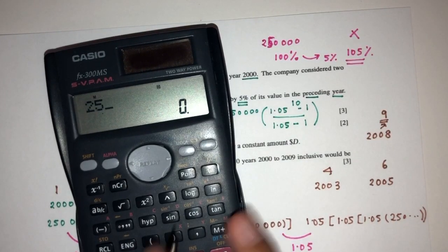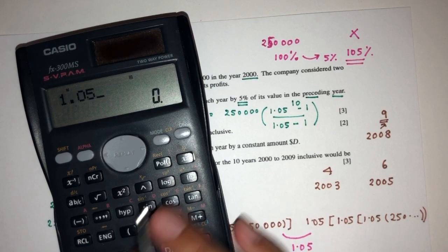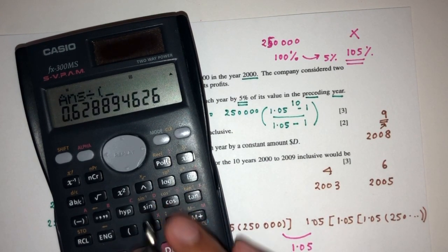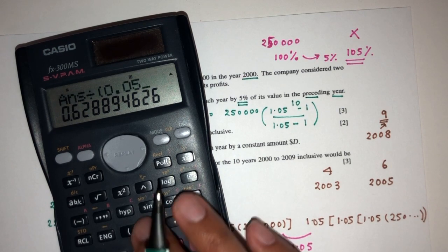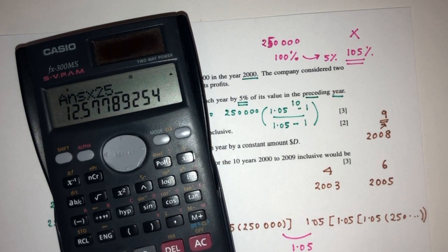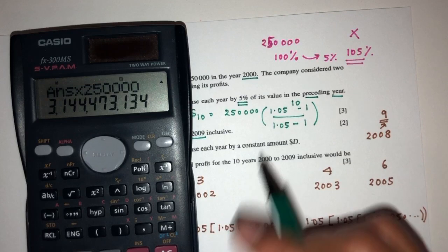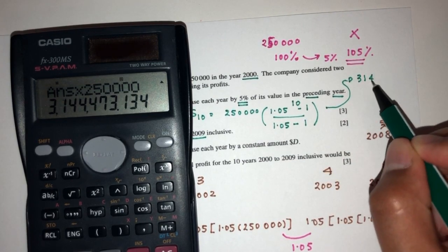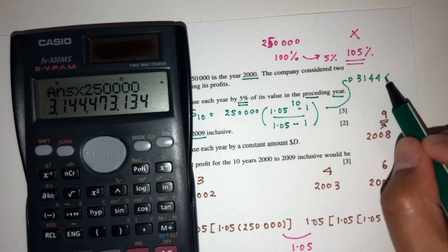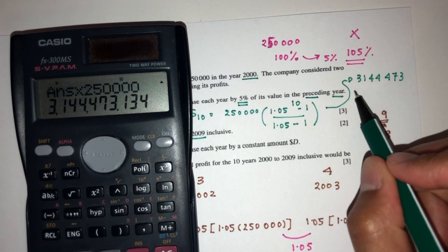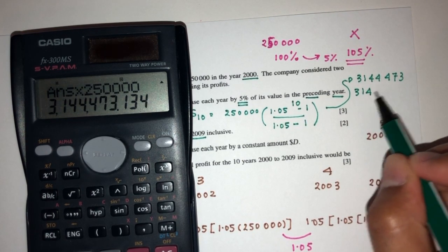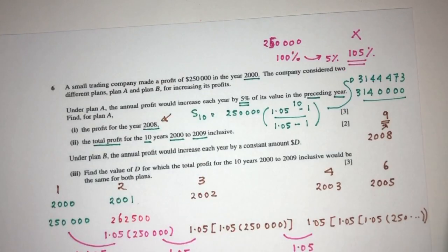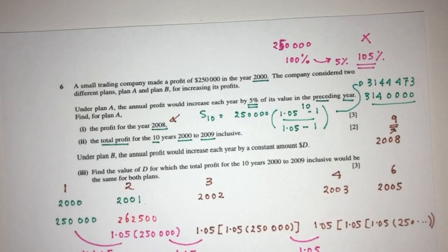That will be 250,000 times 1.05 power 10 minus 1 divided by 0.05, that should be 314,473. Correct to 3 SF, that should be 314,000. That should be the value for the profit under 10 years.